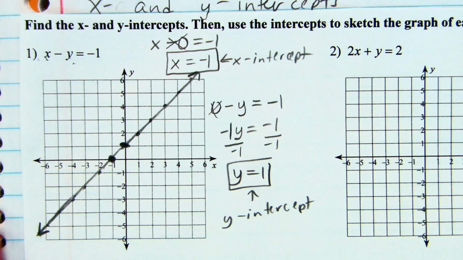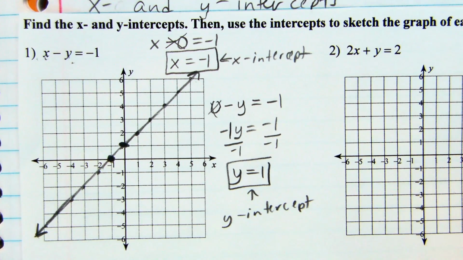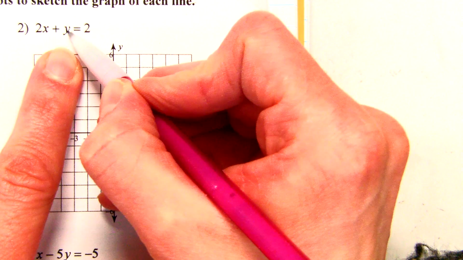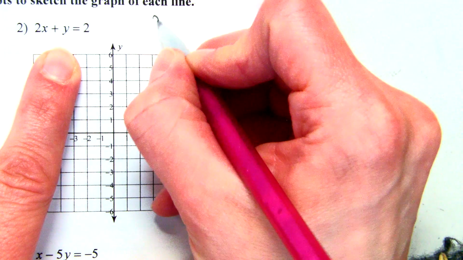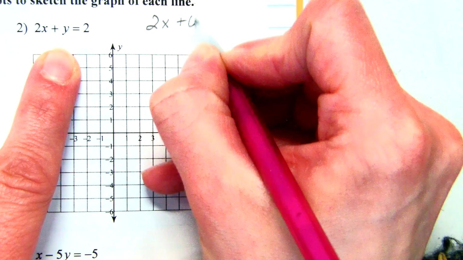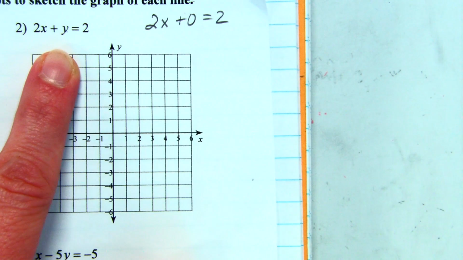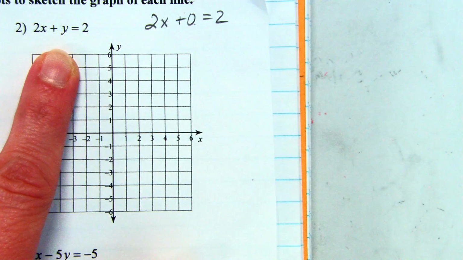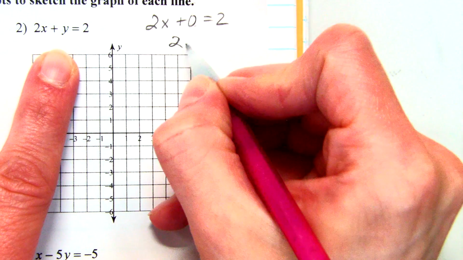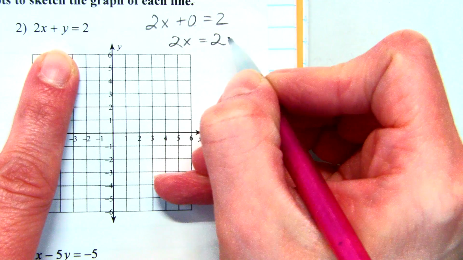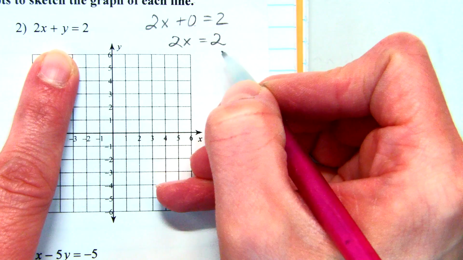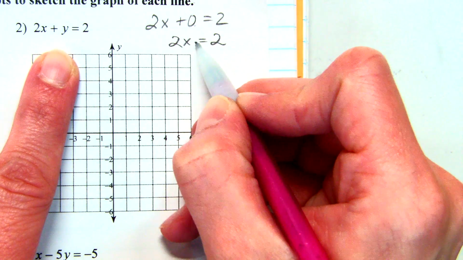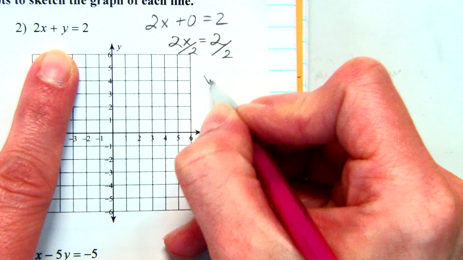Okay, so let's go ahead and take a look at example number 2. So on number 2, let's start by putting 0 in for y. You can start with whatever one you want. It doesn't matter. So I have 2x plus 0 equals 2. If you wanted to save some writing, you could skip the plus 0 and just leave it off. And you could skip straight to 2x equals 2. And then we would solve for x. So how would I get x by itself? Divide by 2. Good. And so I'll get x equals 1.